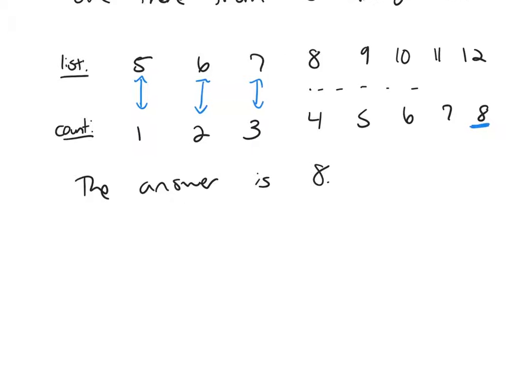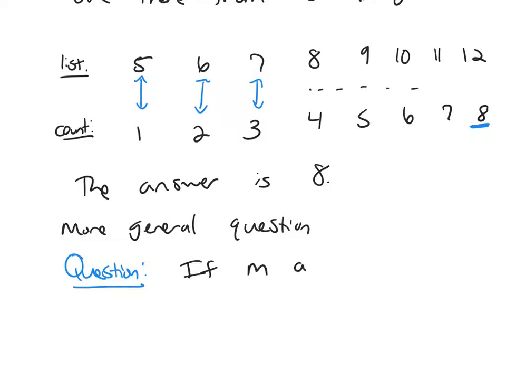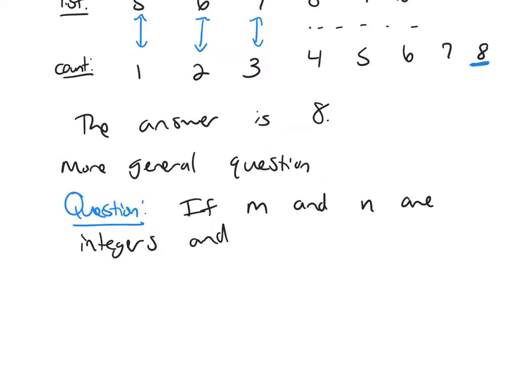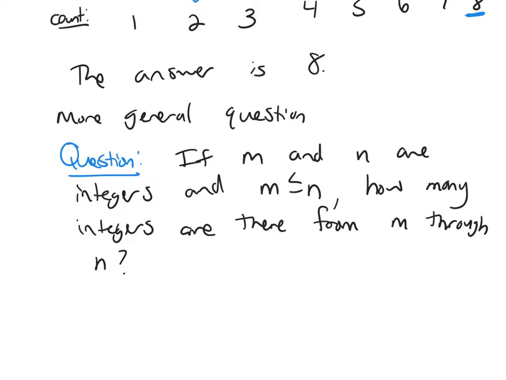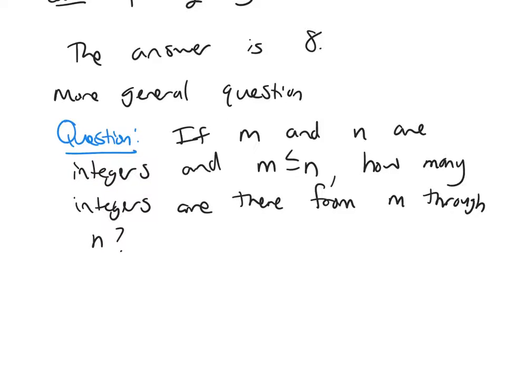So this kind of pushes us to this more general question I want to ask, which is the following. If m and n are integers and m is less than or equal to n, how many integers are there from m through n? So now m and n are general numbers. We don't know what they are.